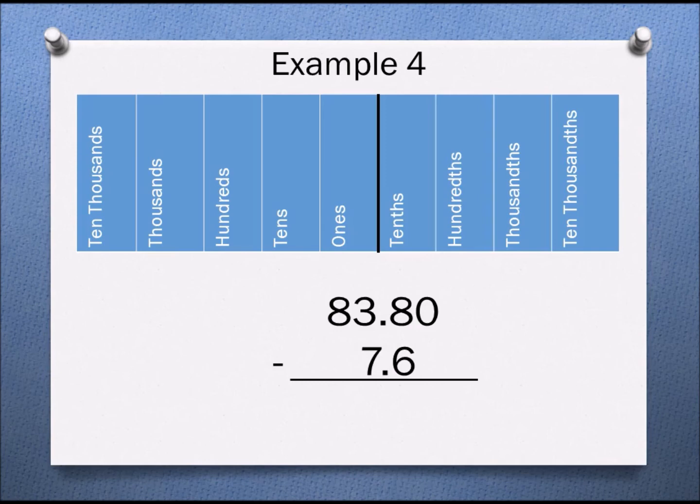Example 4 is 83.80 minus 7.6. Now, what we have to check is making sure that the decimal places are aligned. The second thing we're checking is making sure that the top number is greater than the bottom number. So everything looks good. So if we continue on, the hundredths place on the first number is 0. There is no hundredths place for 7.6, so we can add another 0 to match that. Now that's not going to change anything for the place value, but if we add a 0 anywhere else, it can change the place value, so please be careful of that.